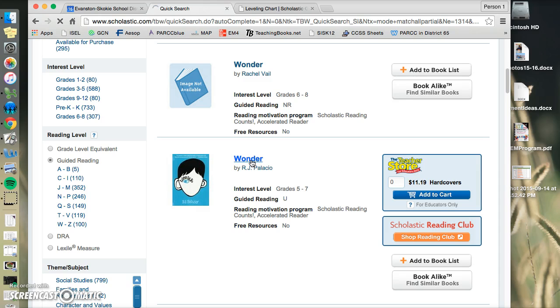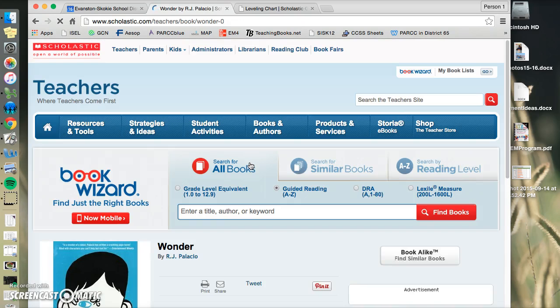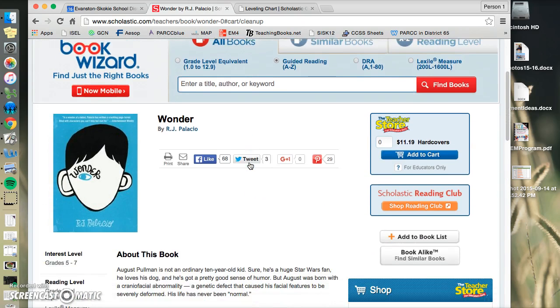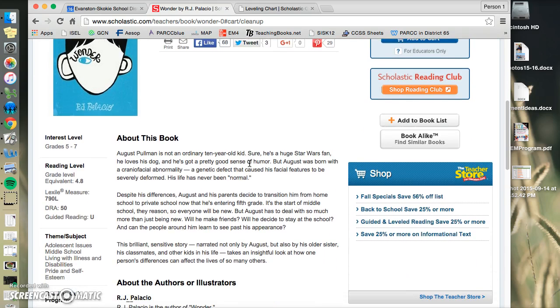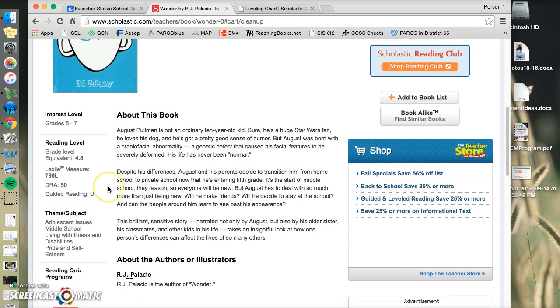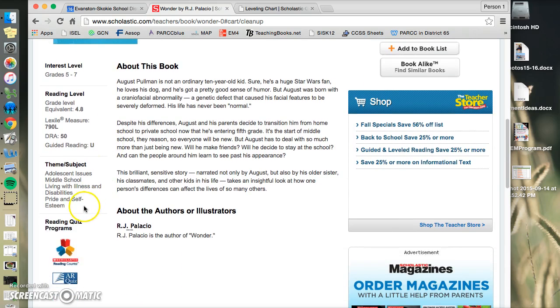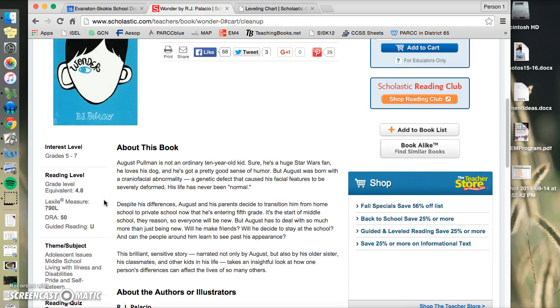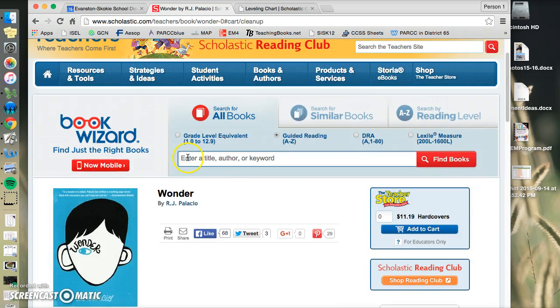You can always click on the title itself to get directed to a page specific to that book where there's a book summary and all kinds of extra information over on the side, like grade level equivalent, Lexile, and DRA. There are sometimes some quizzes, but basically what we want to know is what is the reading level. The book Wonder is level U.